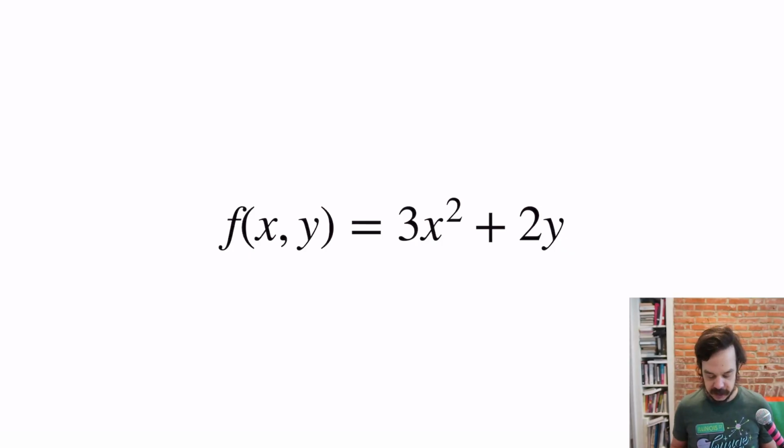So here we have a function f of x and y equals 3x squared plus 2y. The whole thesis of the computational graph, or why it's advantageous, is that you can decompose this mathematical function into much simpler component parts. And this is similar to what you learn in school when you're doing order of operations.